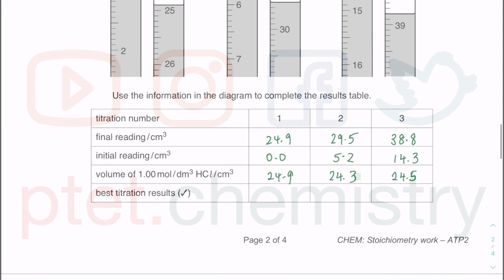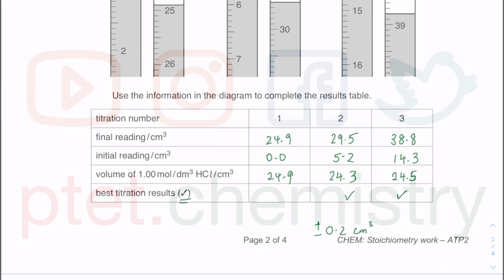As explained in ATP1 previously, your best titres that you put a tick on should be plus minus 0.2 cm3. Ideally speaking, you are not expected to always have a difference of plus minus 0.2. You want them to be as close as possible in the real titration because it's you doing it drop by drop. You should get them as close as possible. But what you do is, if this is someone else's result, you can put a tick on them for your best titre, provided they are plus minus 0.2 cm3.